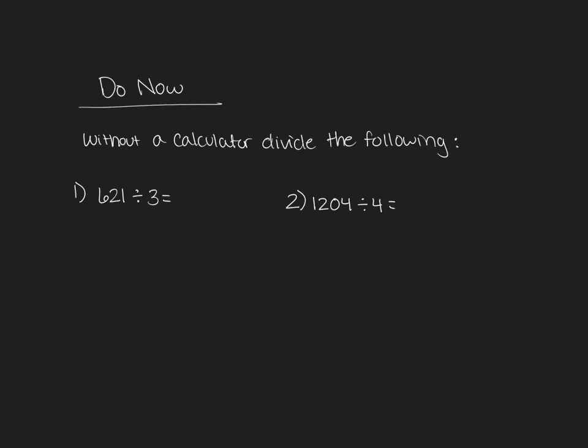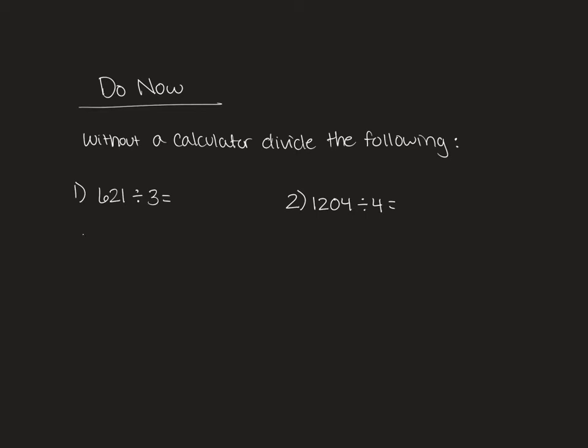So today we are going to take a flashback to 3rd grade doing some long division. Without a calculator, divide the following. So looking at number 1, we have 621 divided by 3. Now there's a trick to figure out if a number is divisible by 3. You add the digits. So 6 plus 2 plus 1 is 9. 9 is divisible by 3, therefore 621 is divisible by 3.